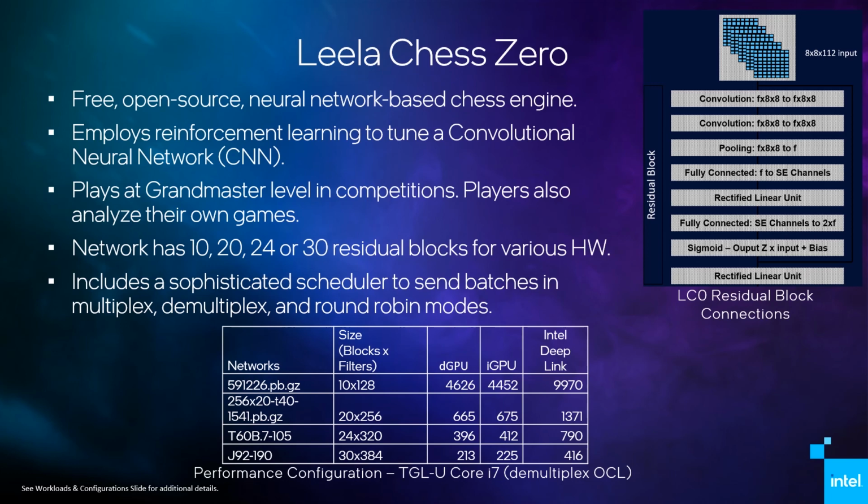And as you can see on the bottom of the screen are a number of performance measurements that were obtained on different size networks. These are different neural networks, of different sizes in terms of number of residual blocks and filters. You can see the performance taking advantage of the discrete GPU and integrated GPU individually, and then combining them together using Intel Deep Link to get essentially additive performance. This was done on an early version of Tiger Lake, essentially a Tiger Lake system put in a desktop configuration chassis, and so that is the performance you get there.